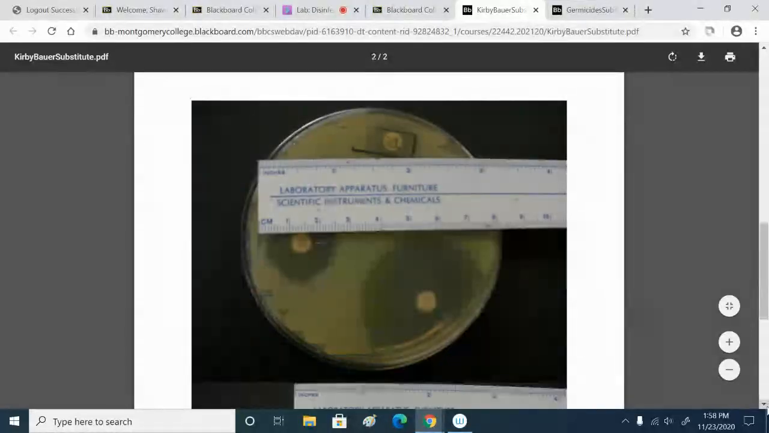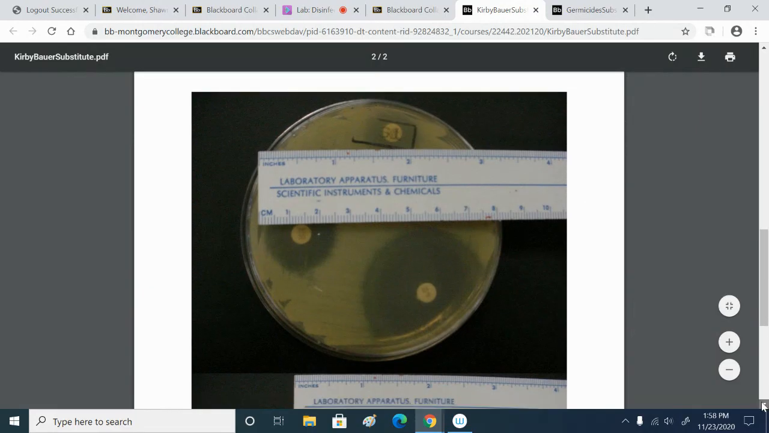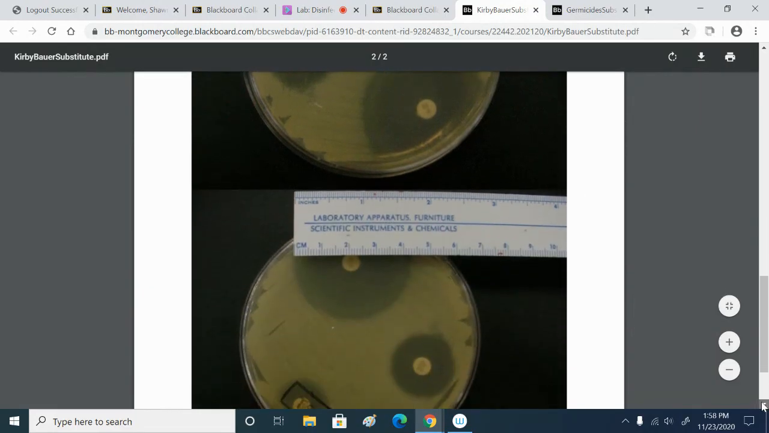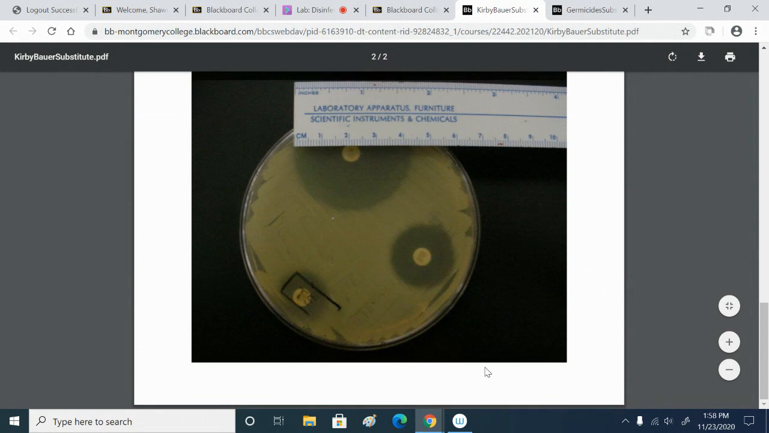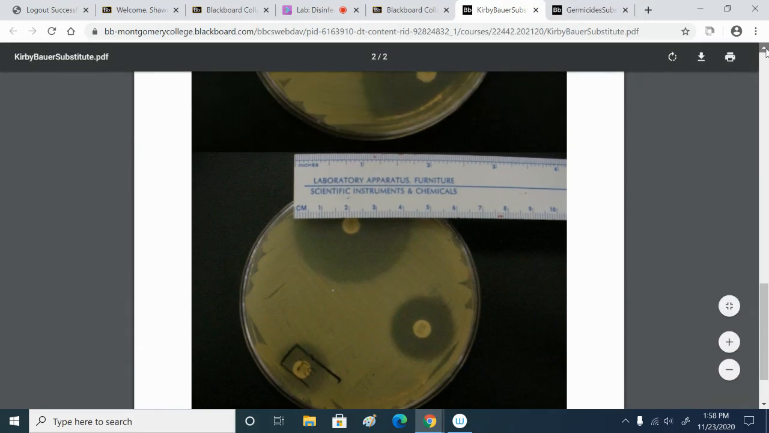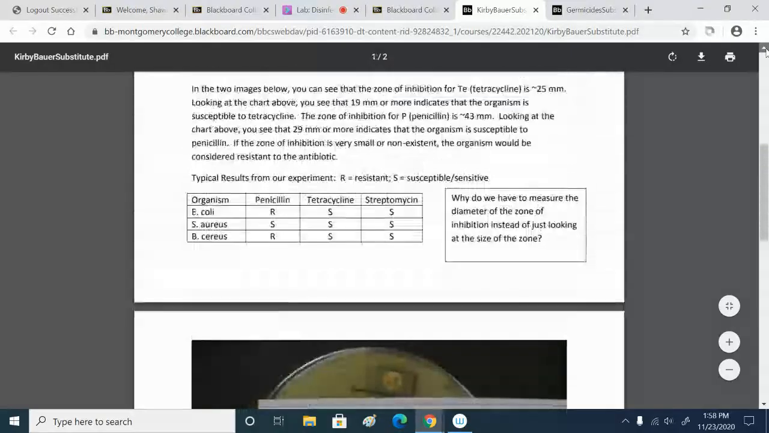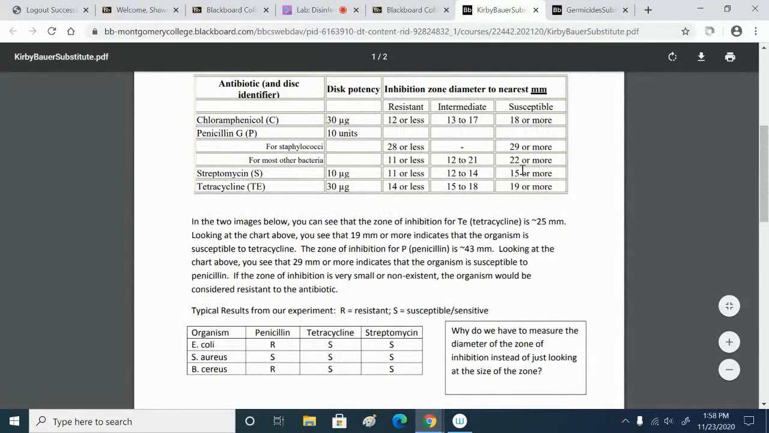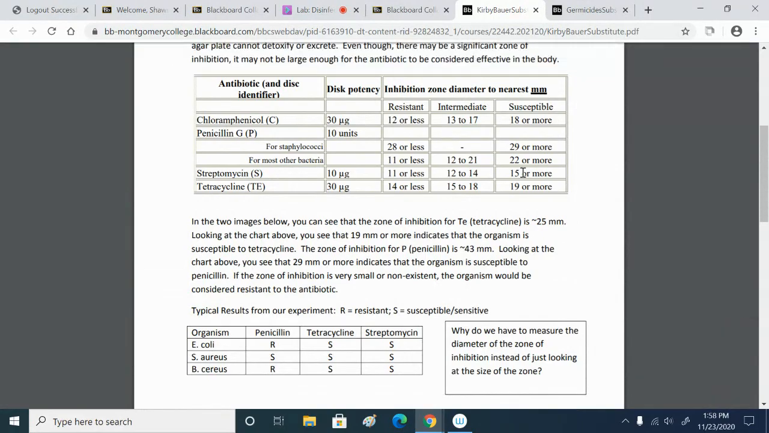And then I have no specific measurement for the streptomycin here, but when we measure the streptomycin, it actually comes out to be right around 15 millimeters. And so that takes us close to the intermediate range, right? So for streptomycin, it needs to be 15 or more. So technically, it's still susceptible, but it's starting to show some resistance, right, to the streptomycin, because it's borderline, right around 15 millimeters.